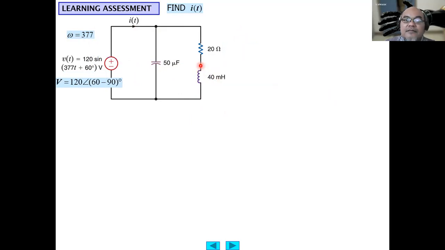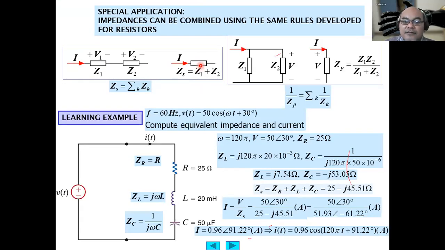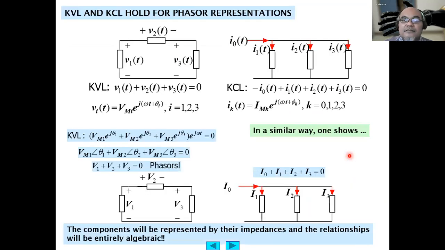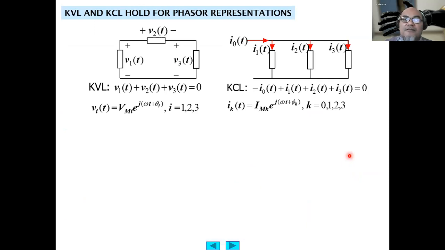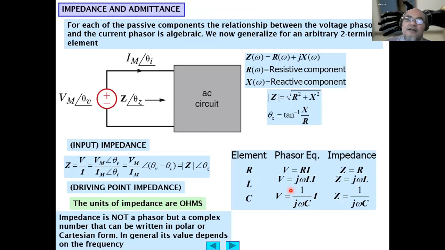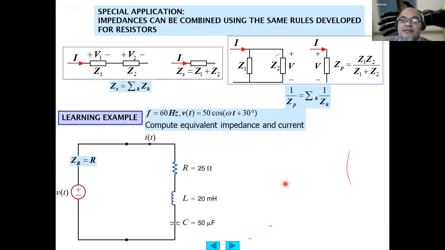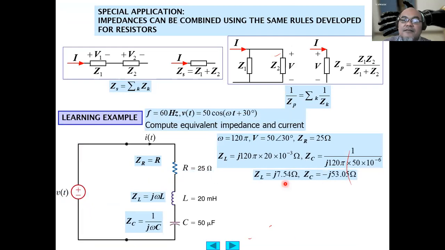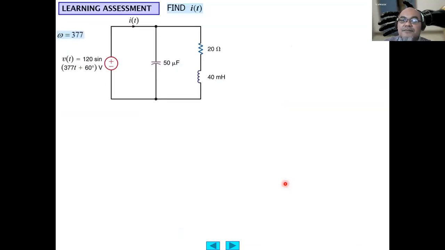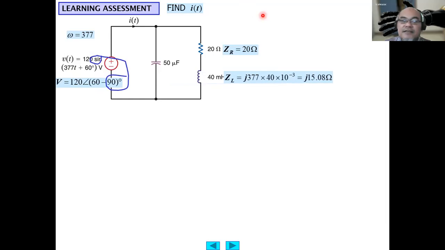Wait, correct, right? Yes, 1 over j omega C. The formula for the impedance of a capacitance is 1 over j omega C, or equals negative j over omega C. You could also put the j in the denominator, in which case you would need to have a negative.